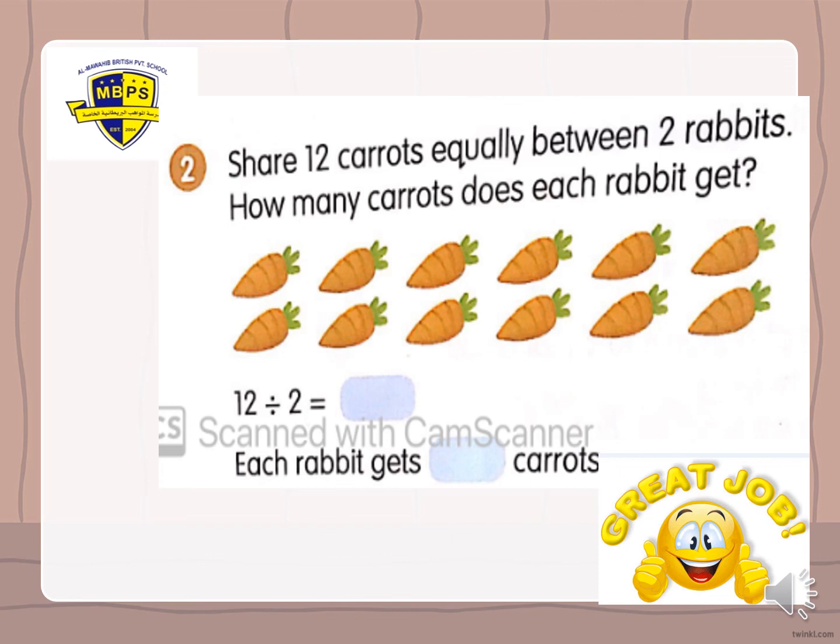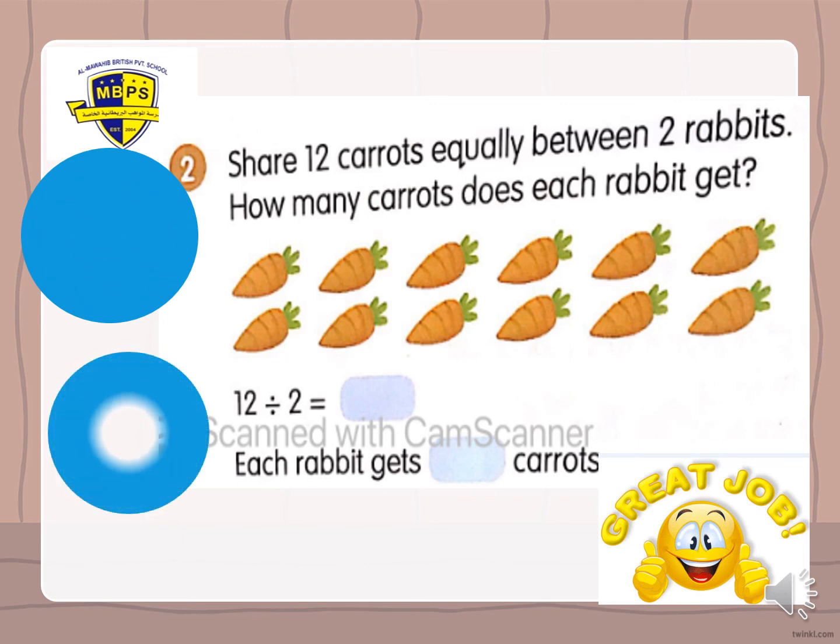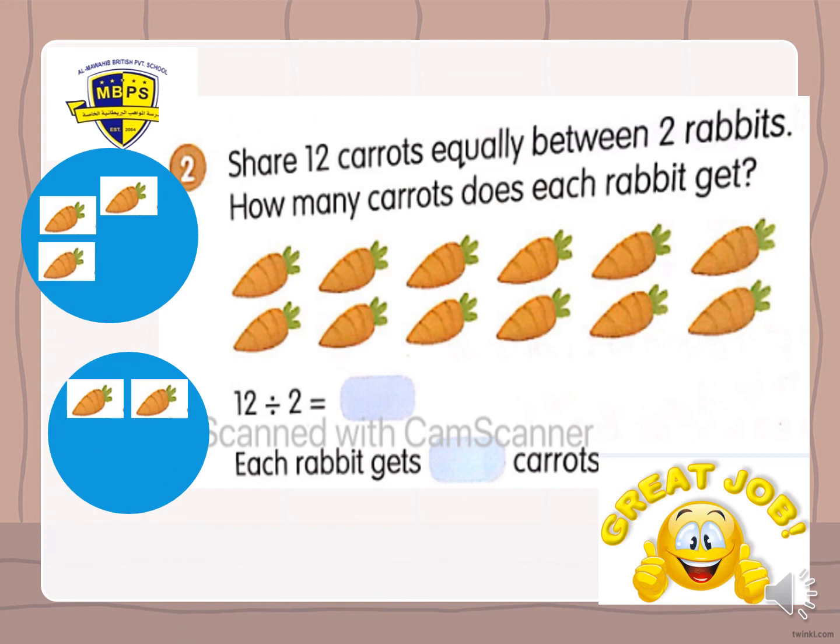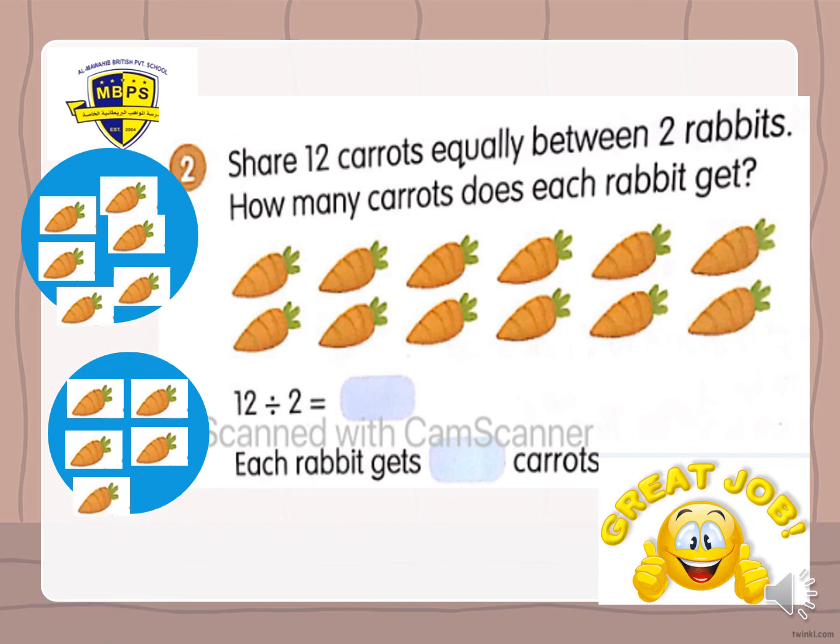If we have 2 rabbits, so we are going to draw 2 circles. For each rabbit, 1 circle, then we will start to share the 12 carrots. You can follow the same way. Draw 2 circles. Start to share the carrots equally between the 2 rabbits. I will start sharing, giving one by one. And while you are sharing, don't forget to count one by one.